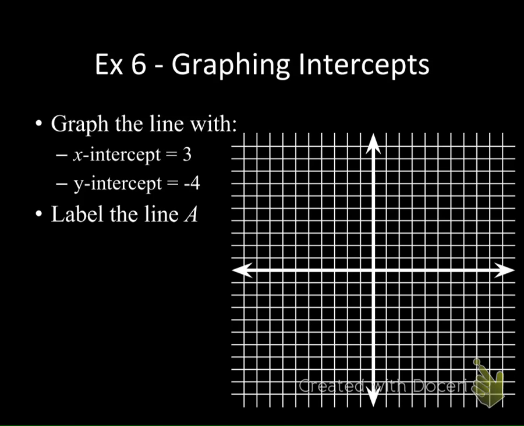So now, what you're going to do for example number 6 is graph the line with the x-intercept, then the y-intercept, and we're going to label that line A. So if we graph the x-intercept, we start at the origin. My x-intercept is 3. So how many spots do I move? Go over to the right 3 spots. So I'm going to plot that point on my x-axis. That's going to be my 3, and the y would be 0. If I graph my y-intercept then, I come to my y-axis, how would I graph -4 on the y-axis? Go down 4.